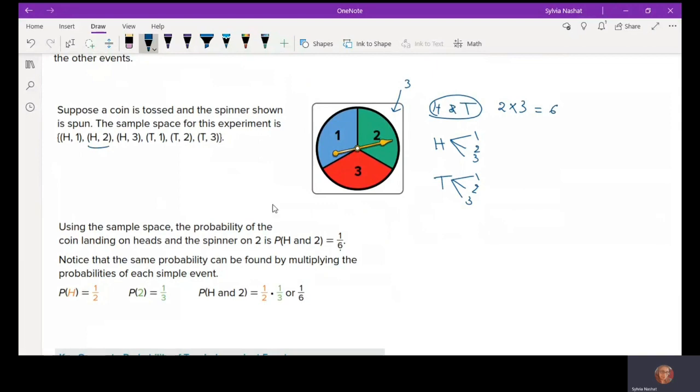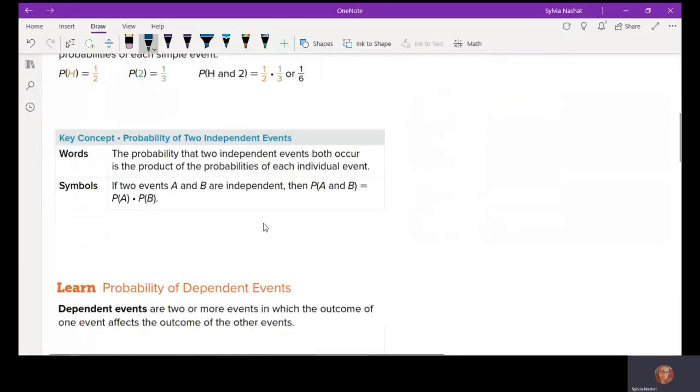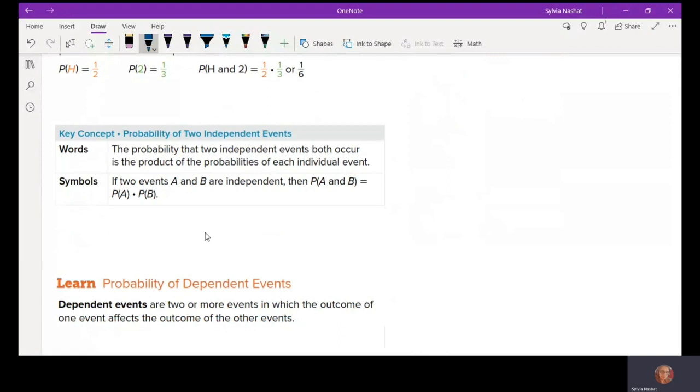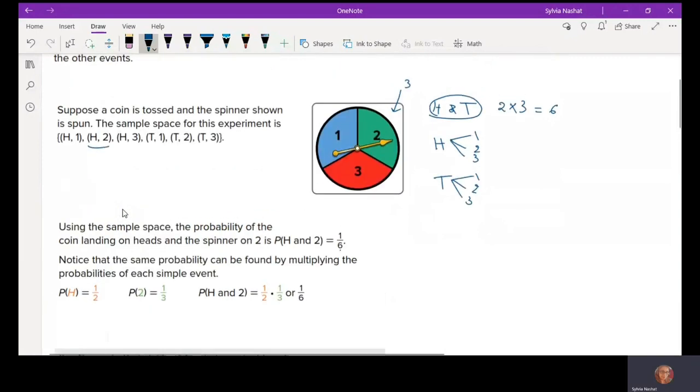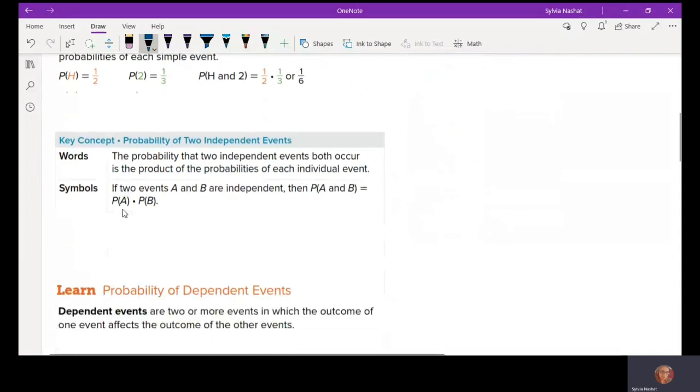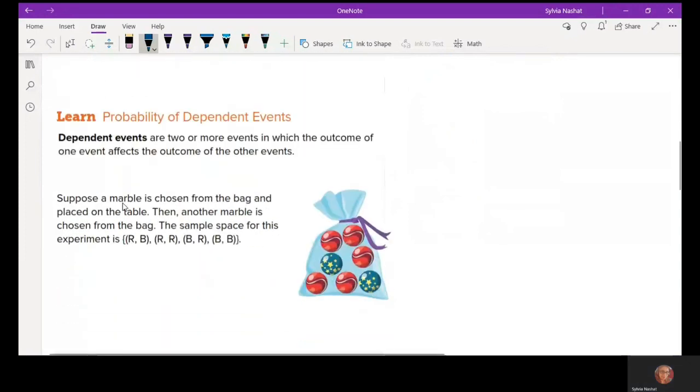So this gives us the rule for the probability of two events which are independent. If two events A and B are independent, then probability of A and B equals probability of A multiplied by probability of B. So this is the rule for the independent events. And again, what are independent events? They are events that do not affect each other, like tossing a coin and spinning a spinner. So these are called independent events.